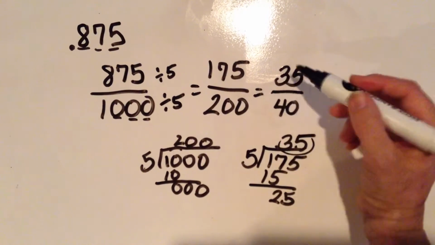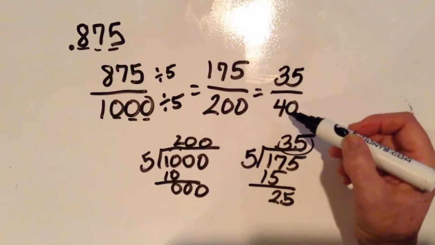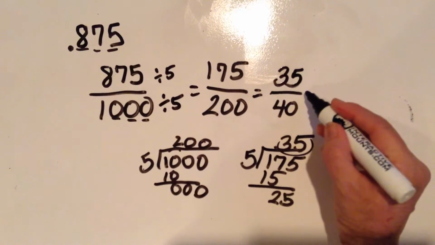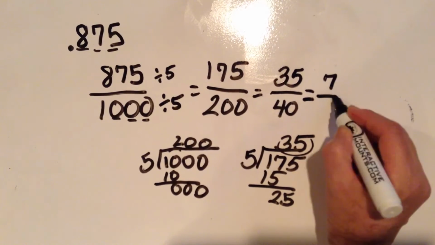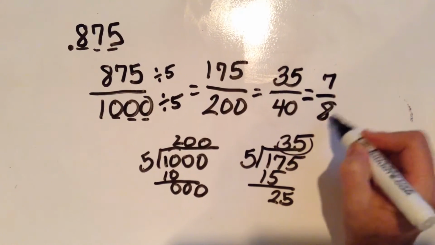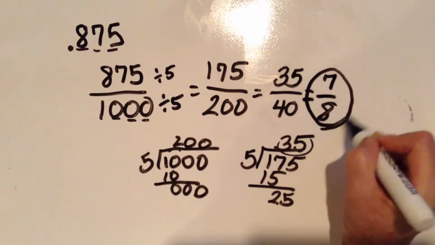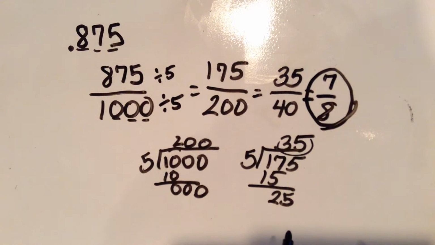And then guess what? I still have a 5 and a 0. So I can divide, now these ones you know in your head, they're just math facts. I divide that by 5 and I get 7. I divide that by 5 and get 8. And that is the lowest terms, simplest terms.